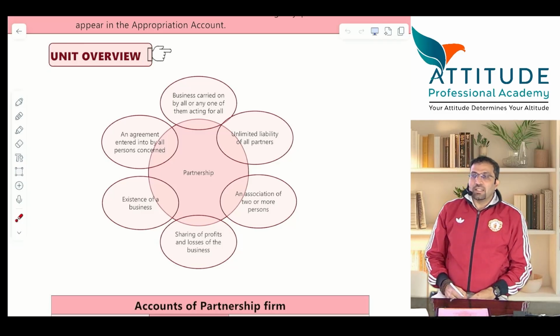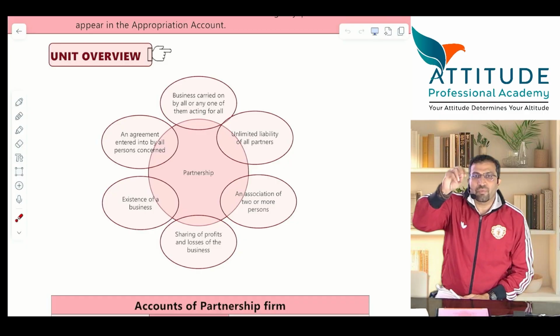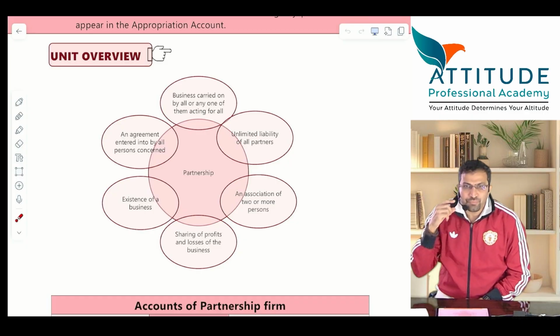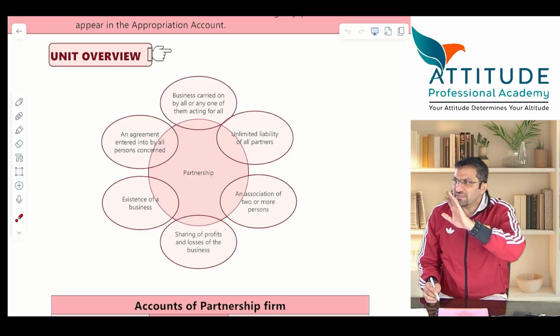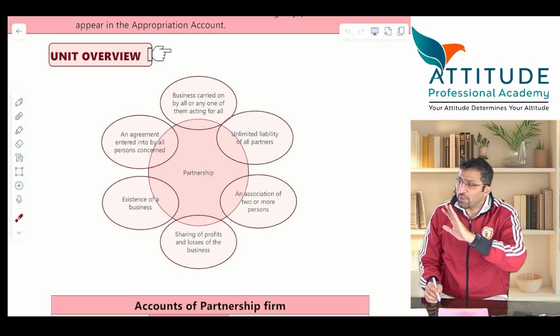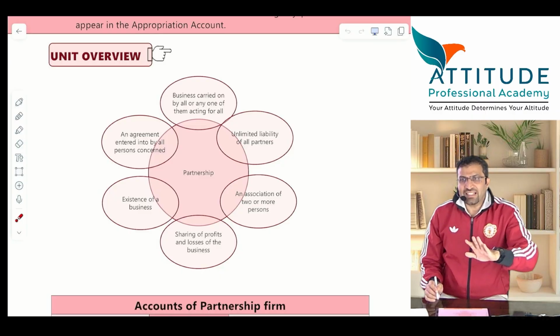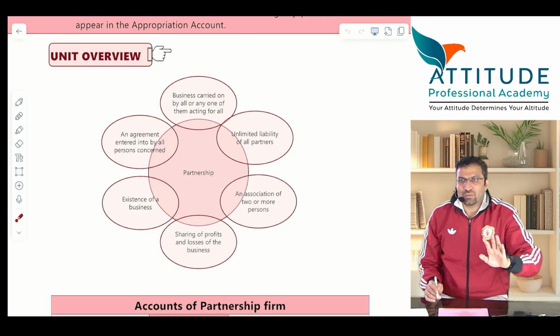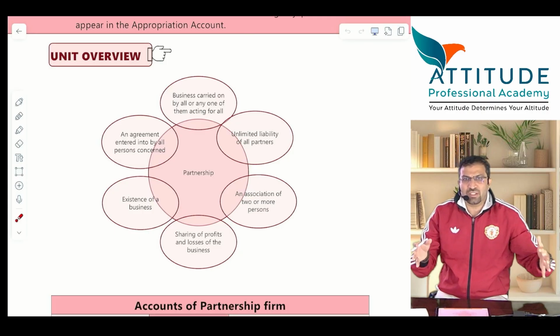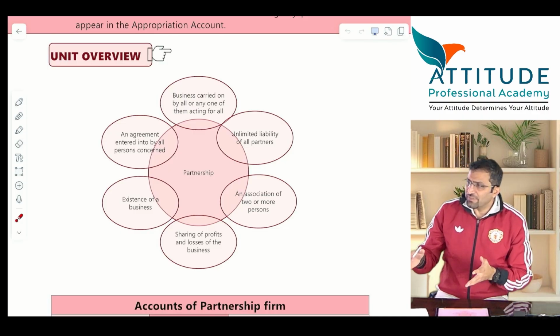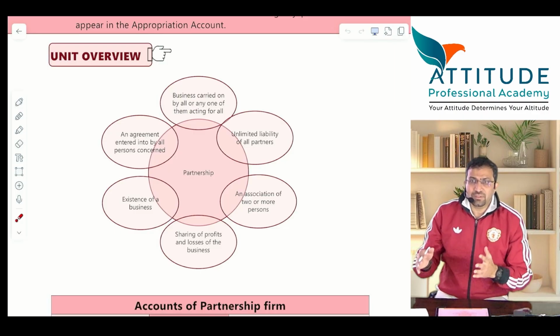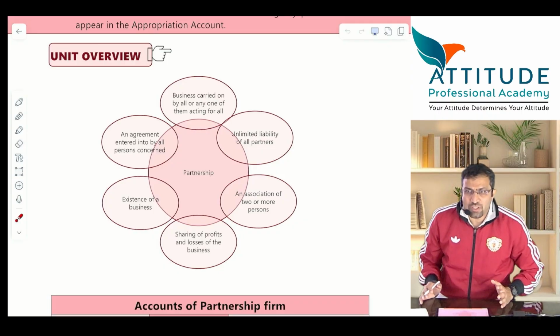Okay. Since you all know all the basics of your accounting, now we'll start off with partnership accounts, which is very, very important from your foundation angle, as well as from your second year angle also, because 50% of your second year portion is related to partnership. Even in foundation, definitely a good number of questions are asked with respect to partnership accounts.